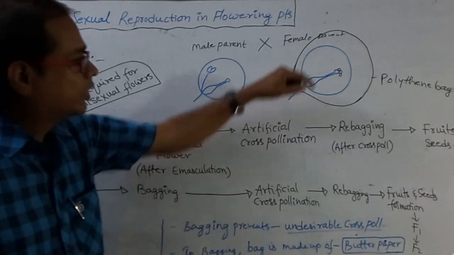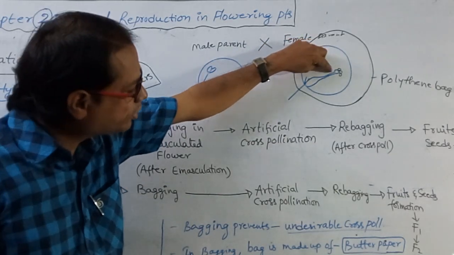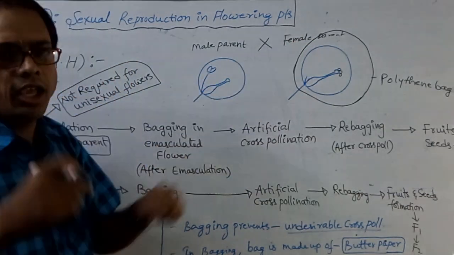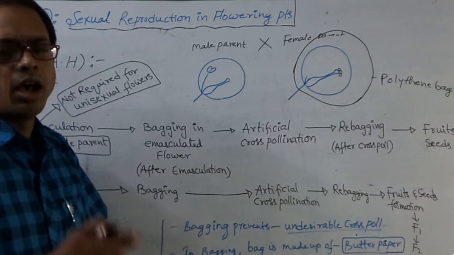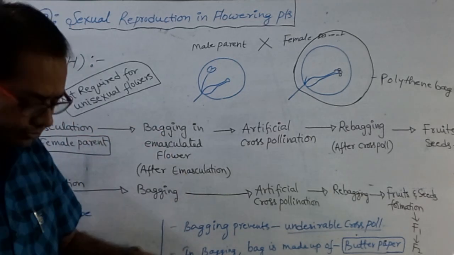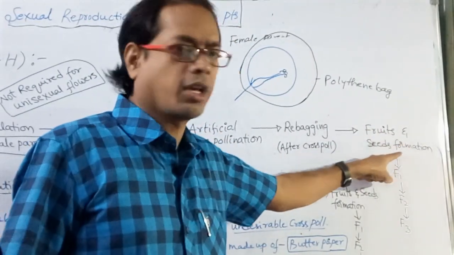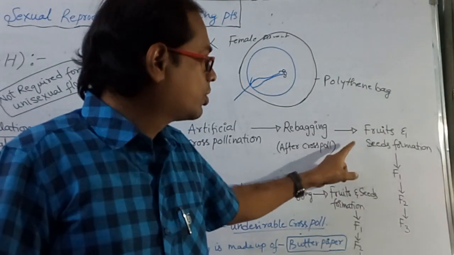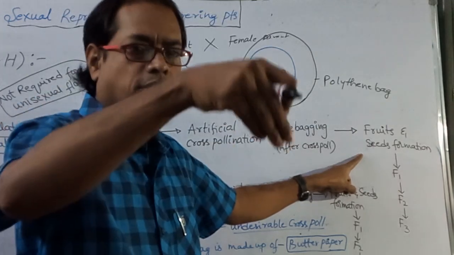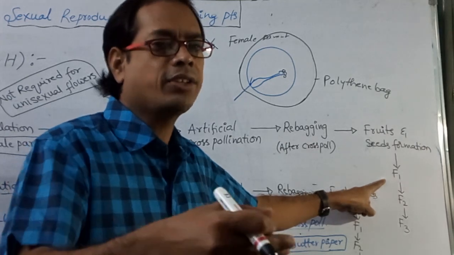After some time, the pollen grains produce a pollen tube, which enters the style, then the ovary, then the ovule, and there fertilization occurs. After fertilization, the ovary develops into fruit and the ovules develop into seeds. Later on, those seeds are sown in soil and F1 plants are obtained. That is the F1 generation.